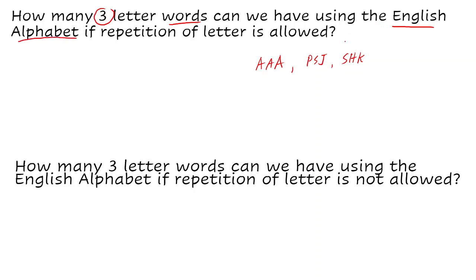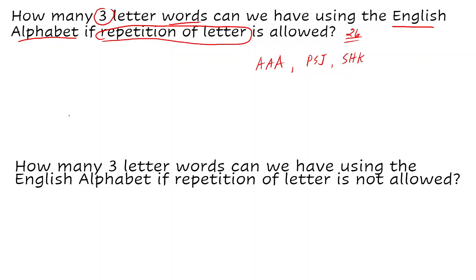Ilang letters ba meron sa English alphabet? So, we have 26 letters. 28 siya kung Filipino alphabet kasi meron tayong Enya and NG, but unfortunately, sa ating English alphabet, meron lang tayong 26 letters kasi wala tayong Enya and NG. So, how many three-letter words? And you also have to take note of repetition of letter is allowed, so pwedeng maulit yung letter.